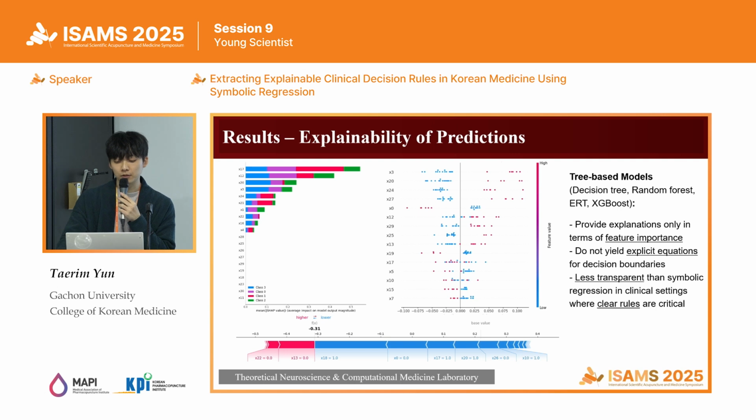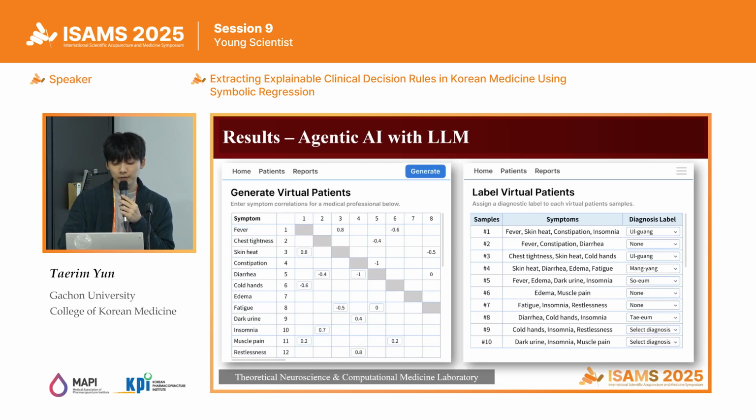And for the conventional tree-based models, they can provide explanations only in terms of feature importance. That is, you can see which feature played an important role in classifying. They do not yield explicit equations for decision boundaries. This is less transparent than SR because in clinical settings, clear rules of diagnosis are important. So far, we've been showing that SR can be useful for multivariable classification in medical diagnosis.